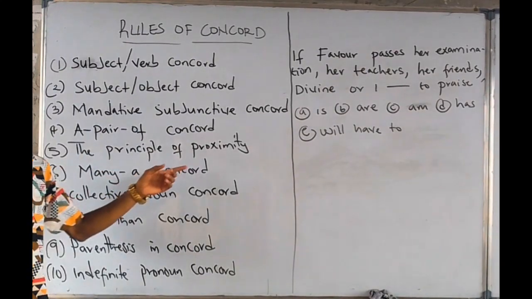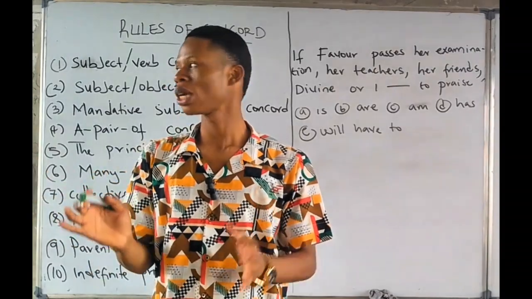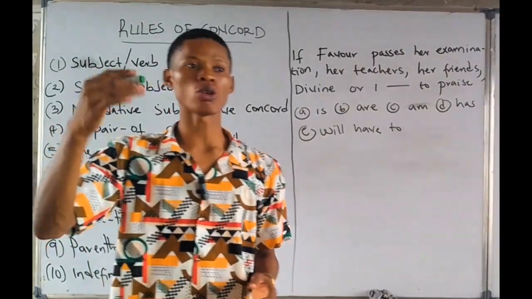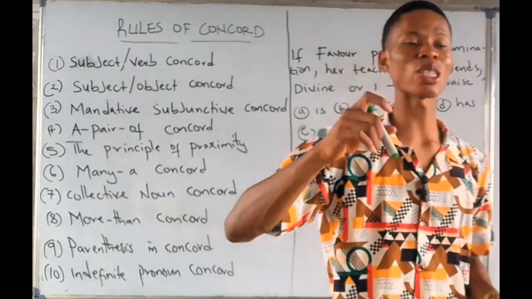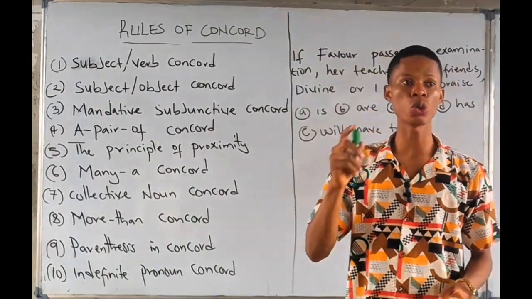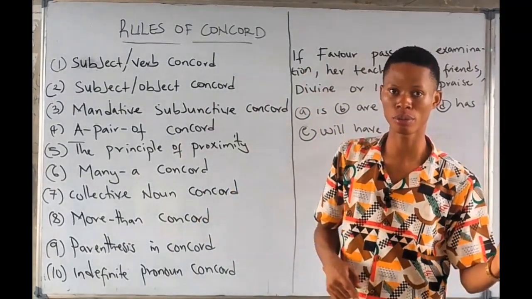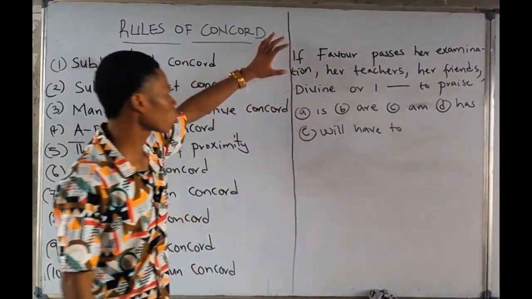Now let's look at this. The principle of proximity. We are looking at the principle of closeness. When you have a set of nouns or pronouns given in a particular sentence, what will determine the choice of the verb you use is the pronoun or the noun closest to the verb. This is what I mean. Now let's look at this question.